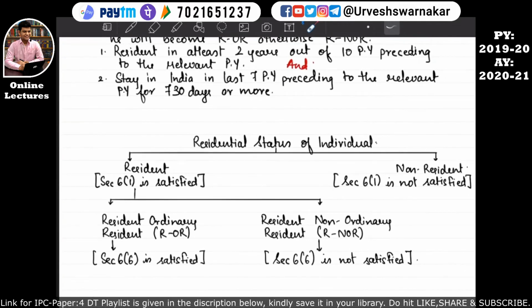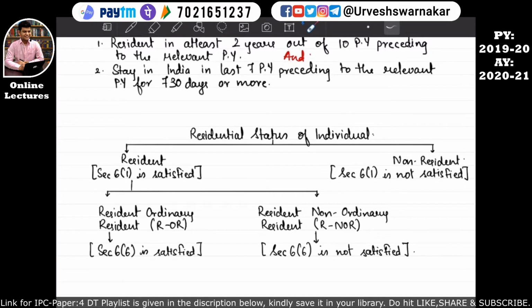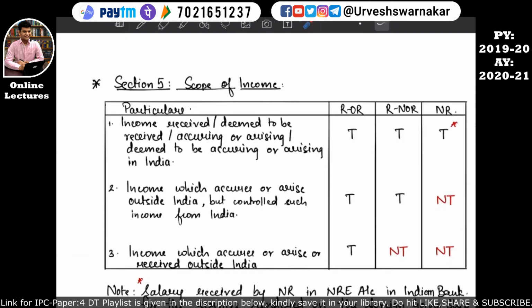This is the chart of the residential status of an individual. An individual is resident when he satisfies section 6 subsection 1, otherwise he becomes non-resident. If an individual is a resident, he becomes resident ordinary resident if he satisfies section 6 subsection 6. He becomes resident non-ordinary resident if he does not satisfy section 6 subsection 6. I hope this is quite clear to you all.